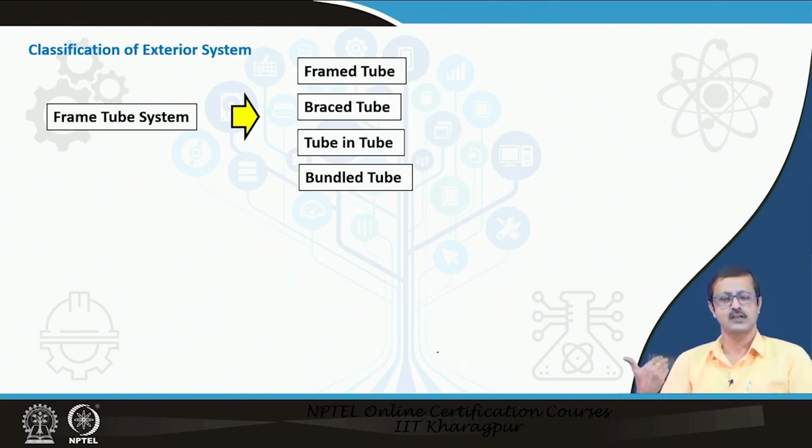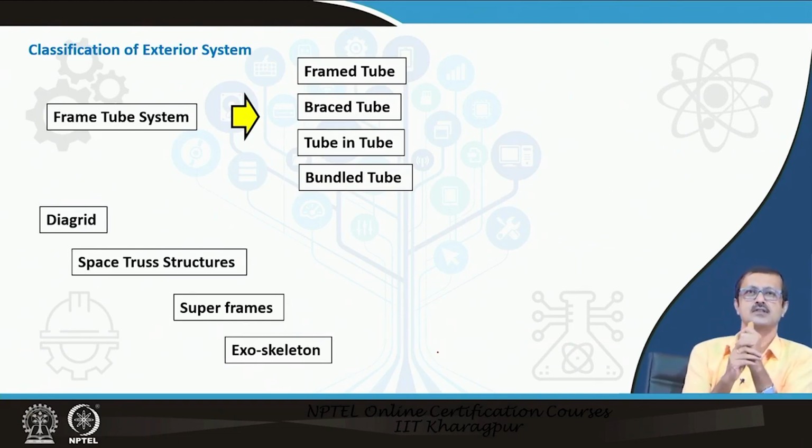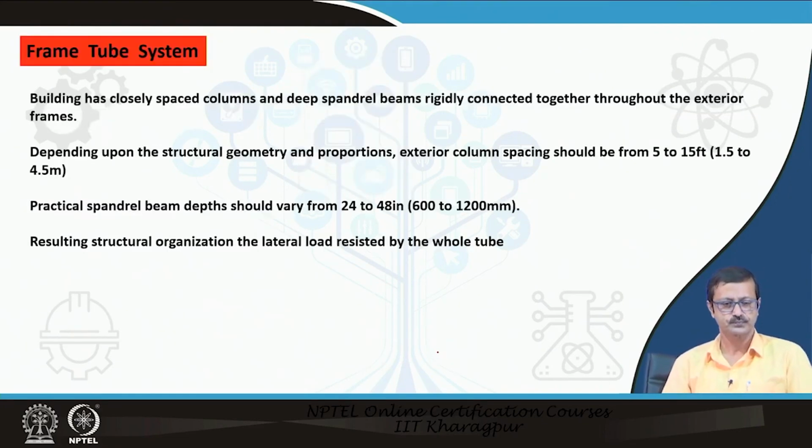And then, in the modern era, to go even higher we are nowadays thinking of some kind of hybrid systems, or exterior systems with some kind of innovations, known as the diagrids, the space truss structures, the superframes and the exoskeletons.